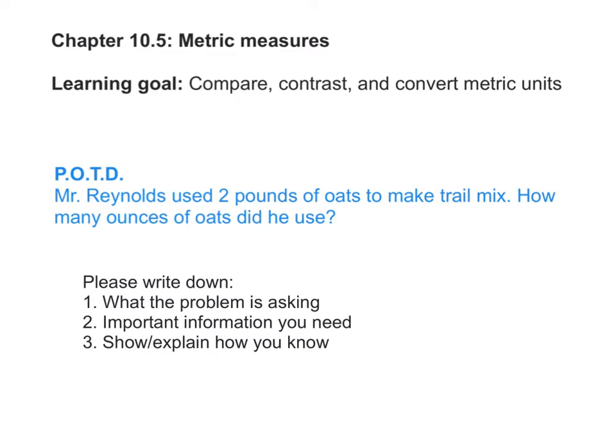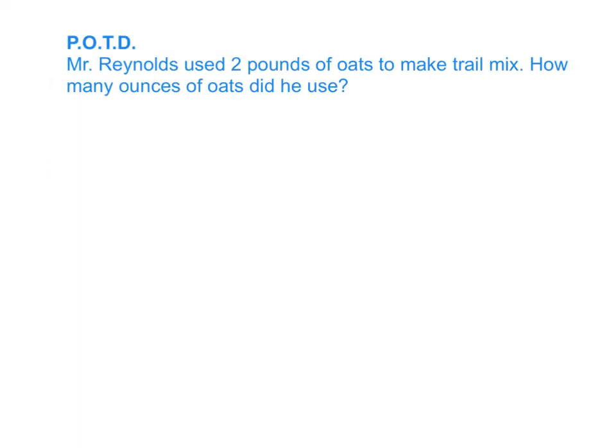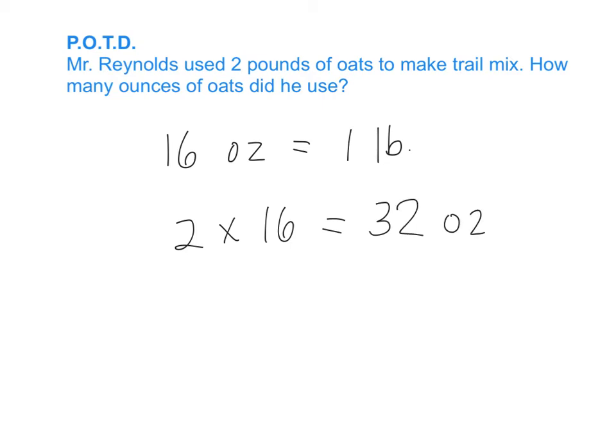You should have talked about the problem of the day today in class. So I want you to go back and look over your notes and remember how you can figure out how many ounces of oats Mr. Reynolds used. We should remember that there are 16 ounces in 1 pound. So if Mr. Reynolds used 2 pounds, then he used 2 times 16 or 32 ounces of oats.